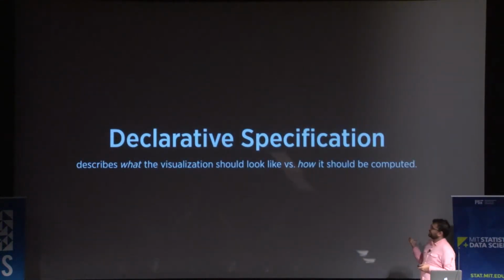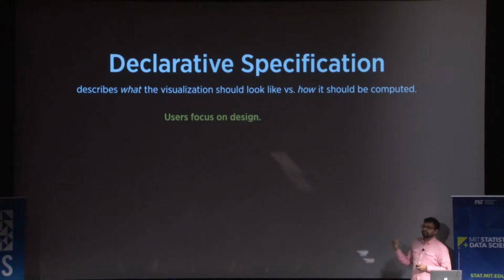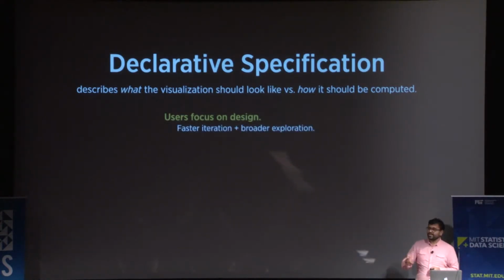Well, my work has been looking at how we improve visualization languages through this principle of declarative specification. So can our visualization languages be used to describe what the visualization should look like, rather than requiring users to specify these low-level details about how it should be computed? And why is this important? Well, first of all, it allows users to focus on design issues. So they can iterate on a particular design much more quickly, because they don't have to worry about those implementation details. And they can also much more thoroughly explore the possible space of alternative designs.